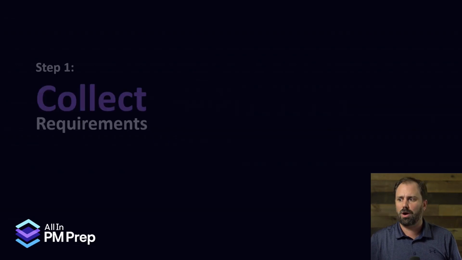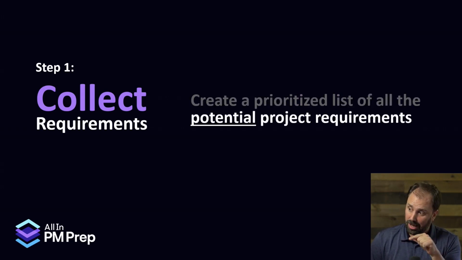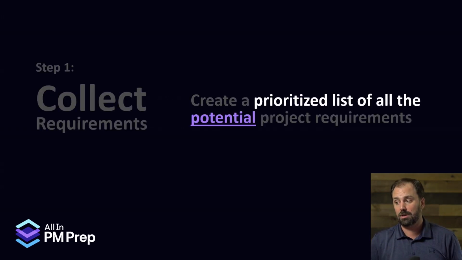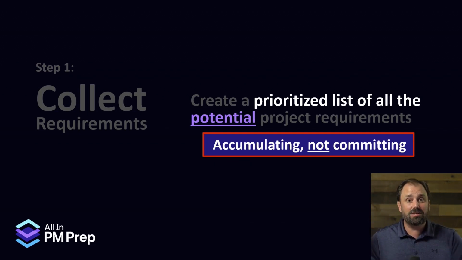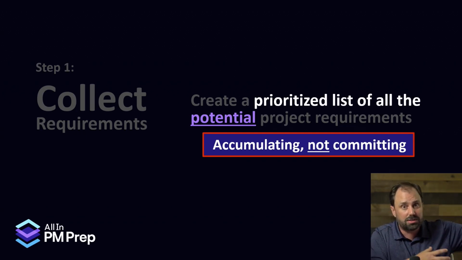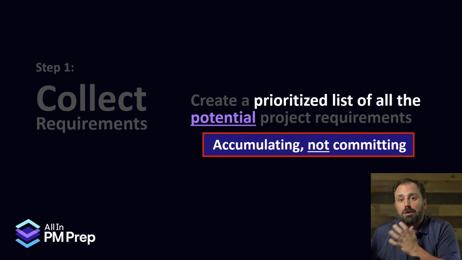So let's start with collecting requirements. Step 1, collecting requirements, is all about creating a prioritized list of all the potential, I underlined it, potential project requirements. Now, emphasize here, a prioritized list of all potential. So, as we think about this, like I said, everybody's got an idea. You've got them yourself. You want to accumulate all these ideas, these requirements, these specifications. You're not committing at this point. All right? You've got to be very careful not to commit. People are going to get upset. You're going to bite off more than you can chew. It's not going to be aligned with the big boss, all that stuff. So right now, fill the bucket, fill the list with all the ideas. Accumulate before committing. We're accumulating right now.